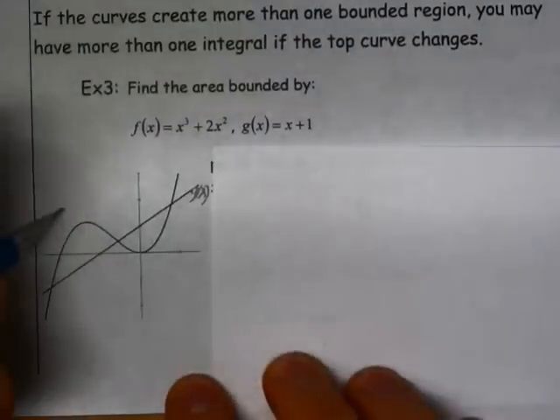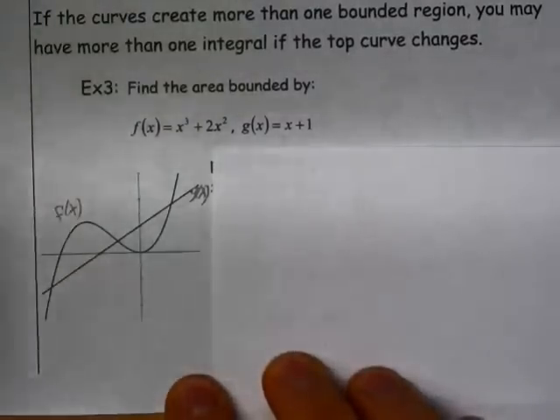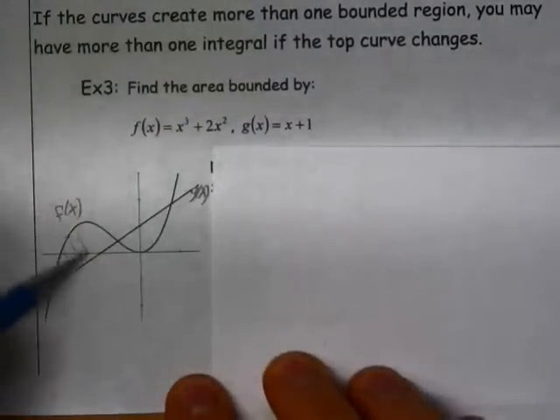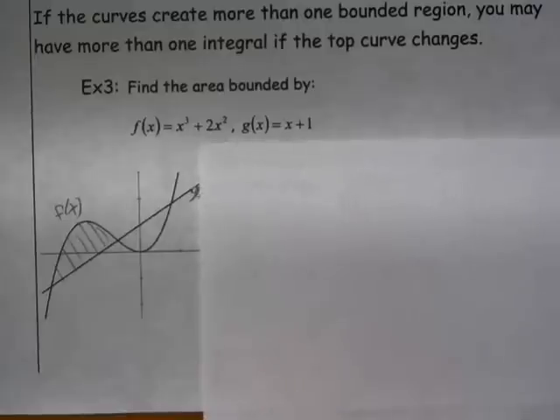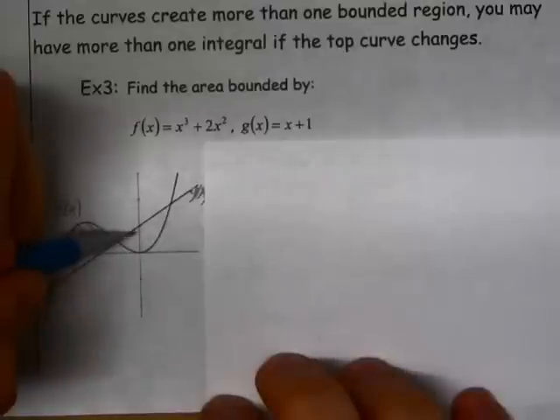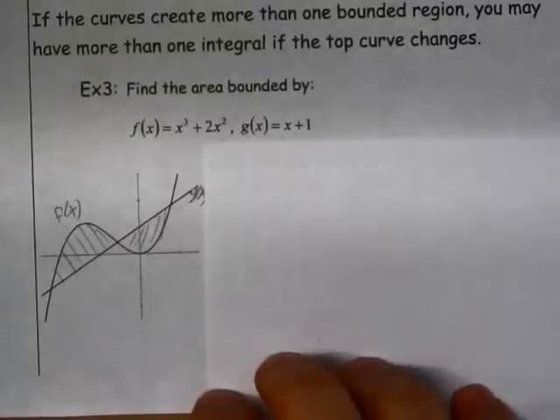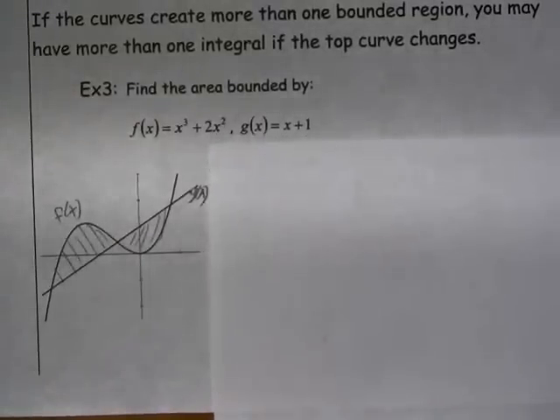and the cubic here is f of x. Now you can see in this interval, in this part of the domain, f of x is the top function. But in this part of the domain, g of x is the top function, right? So we always have to integrate and do the top function minus the bottom function.